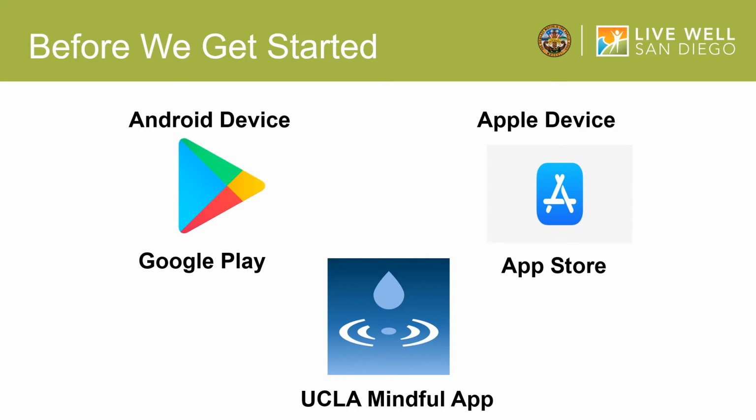The first thing you will do is go to the App Store on your mobile device. For Android users, this is called Google Play. And for iPhone users, this is called App Store. Once you open the App Store, you will press search and type UCLA Mindful. Once the app pops on your screen, you will install it into your phone, shown like this.